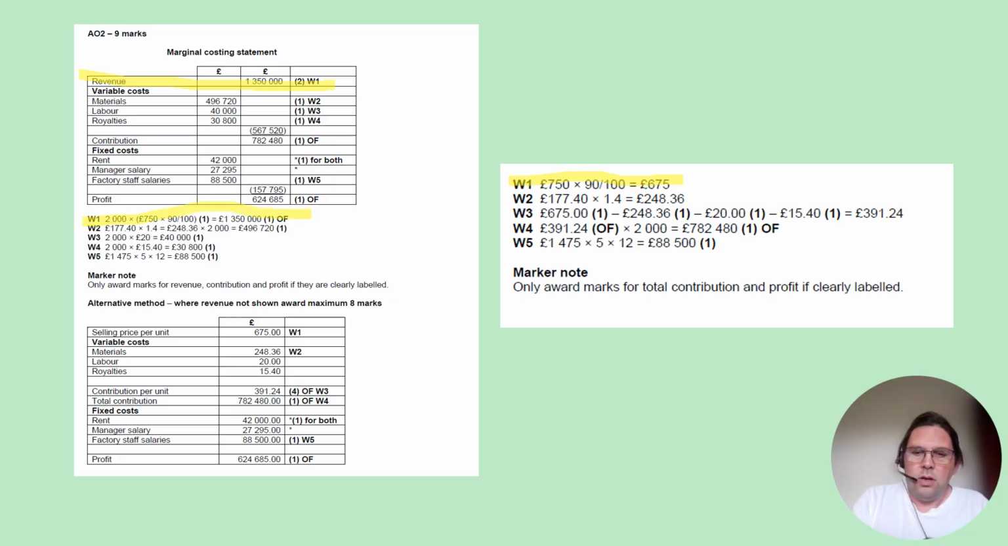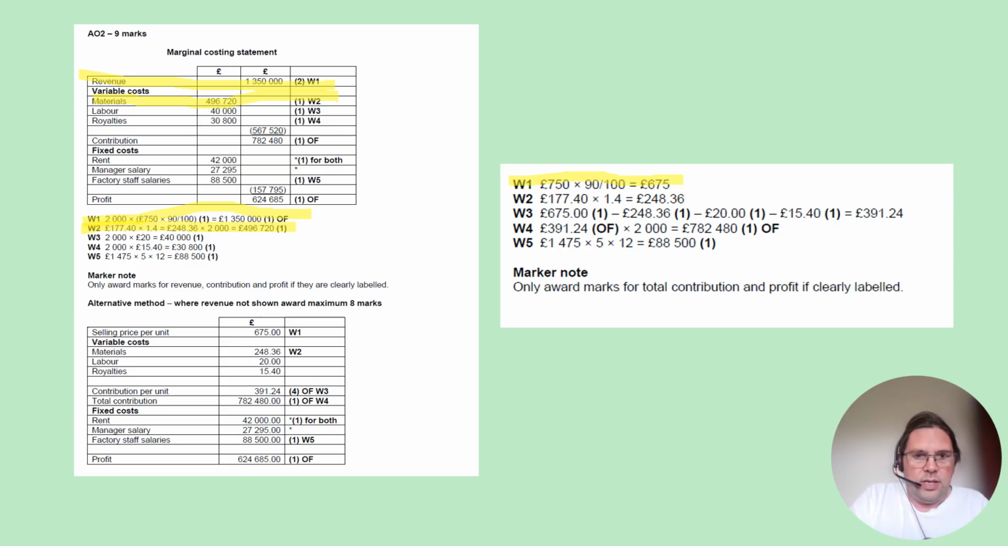Now if you've not got the 675 right, you can still gain a mark, but obviously not too bad to get 2 marks that. Materials 496,720. I mean, really, you've got to get that 40% right, the 248.36, then multiplied by the correct amount of units. It wasn't really given any own figure here, so it's get that figure right or not. If it's not included in the income statement, you won't get it.